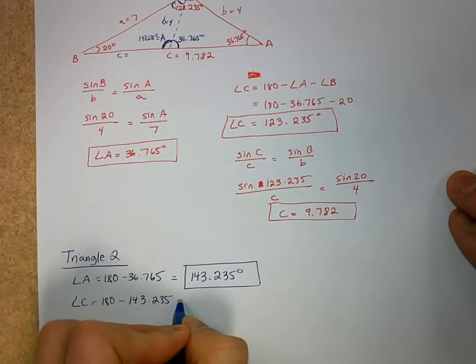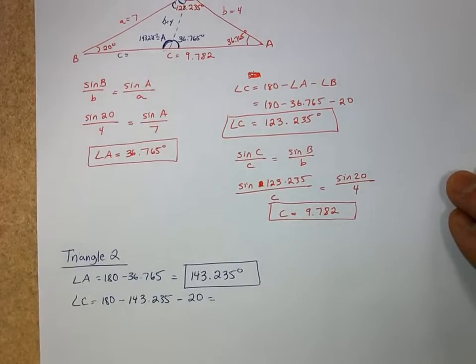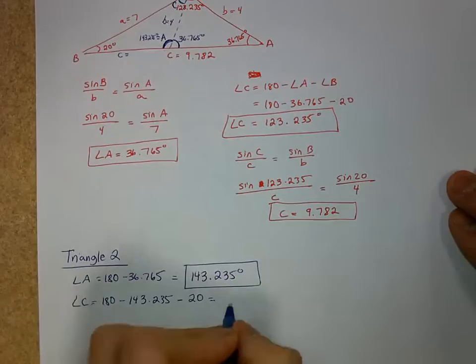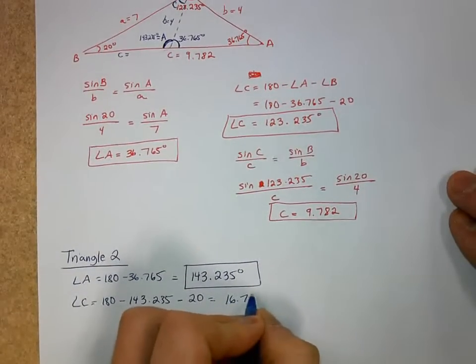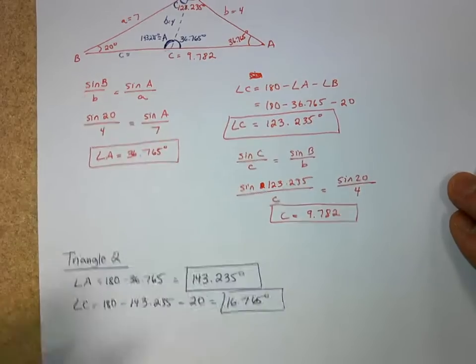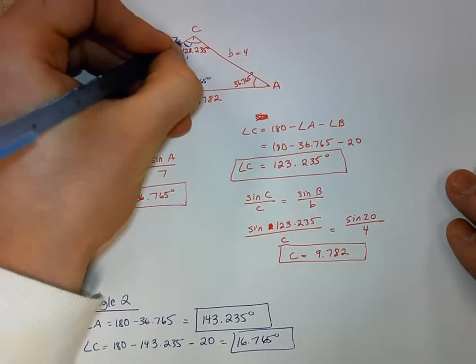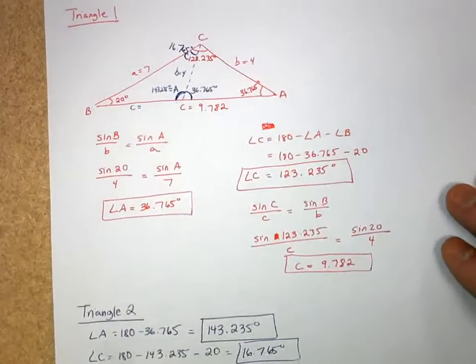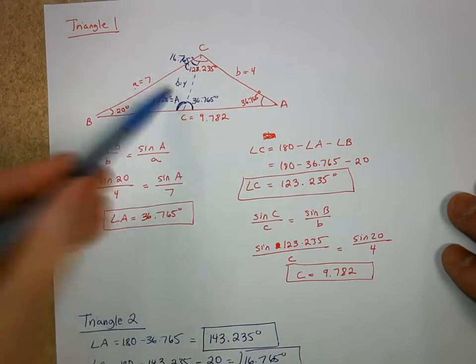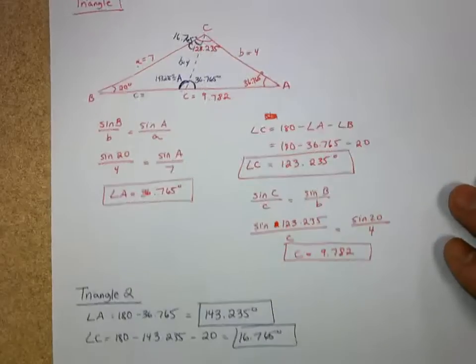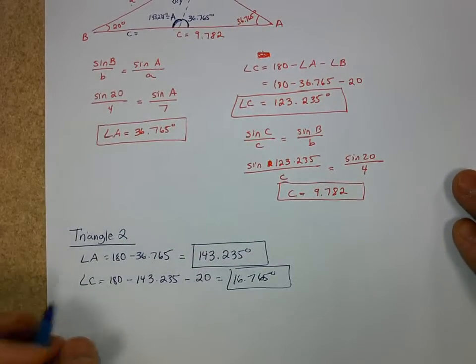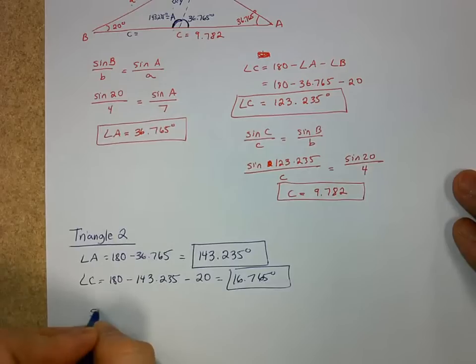Angle C we can find pretty simply now because it's going to be 180 minus 143.235 minus 20, subtracting my other angle measurements, which is going to give me 16.765. So up here I've got 16.765. My side A and my side B are already solved for. So now with this other triangle, I've got to find side C.